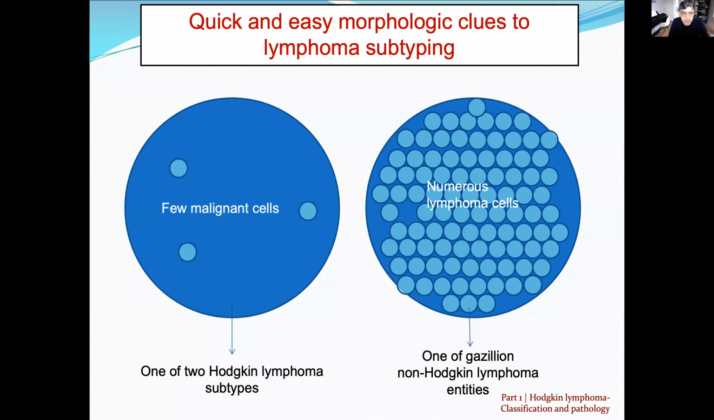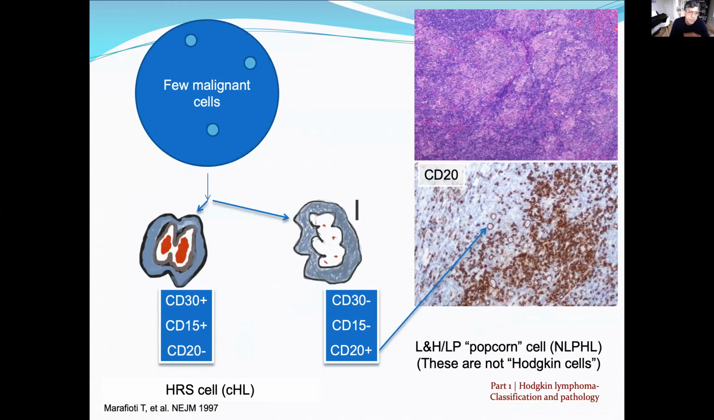So with that, let's move on to the setting of few malignant cells. If there are few malignant cells, the next step is to look at the cells that are in there. To the left, you can see a cell with really prominent eosinophilic nucleoli and thick nuclear membranes, a large cell with a phenotype on the three markers that I'm showing you here. CD20, which is a B-cell marker, is negative. CD30 and CD15 are two other markers, and if they are positive, then we get to a diagnosis of classical Hodgkin lymphoma.